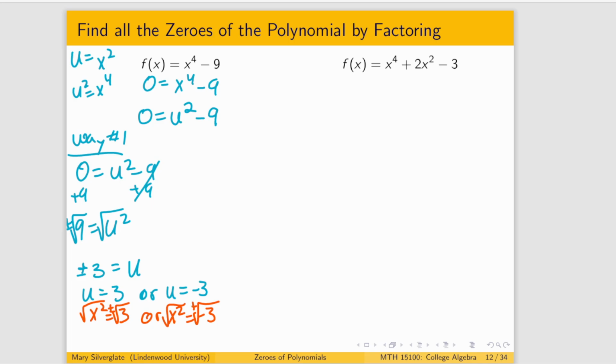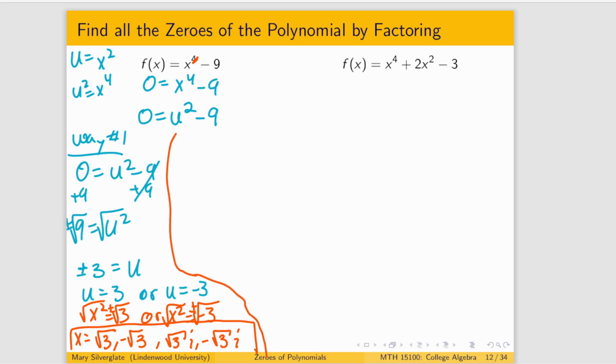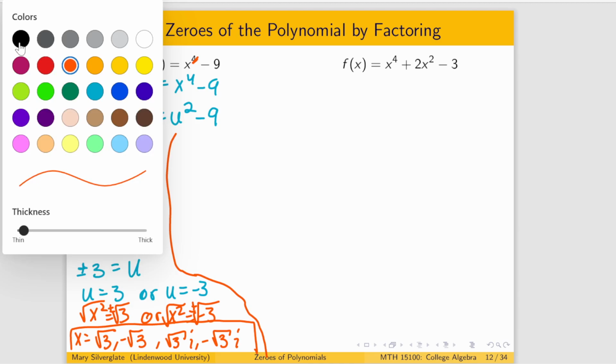And whenever we undo with the square root, we have to do plus or minus. So x could be the positive square root of 3, or the negative square root of 3. Or, when we're dealing with the square root of negative 3, that would be the square root of 3i, or the negative square root of 3i. So there are 4 solutions for this x to the 4th problem. The second way to do this would be to factor it.